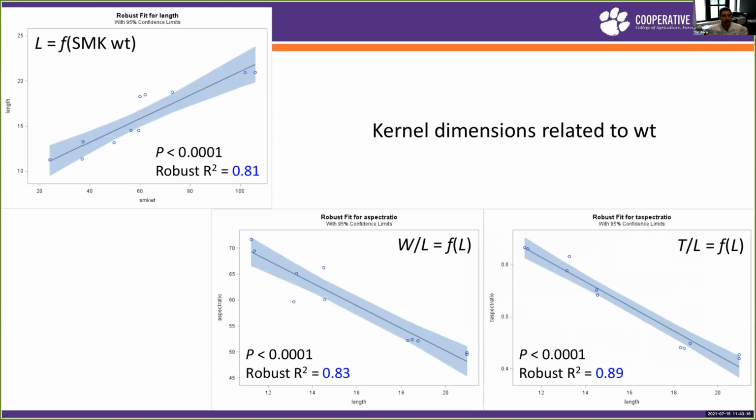So what we saw from this data was that we had highly significant linear relationships with length as a function of sound mature kernel weight, and then with the aspect ratios for width and thickness as functions of length. And each of these had robust R-squared values of over 80%, so pretty reasonable fits there.